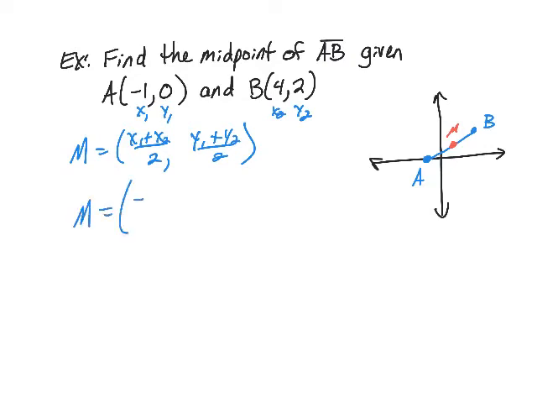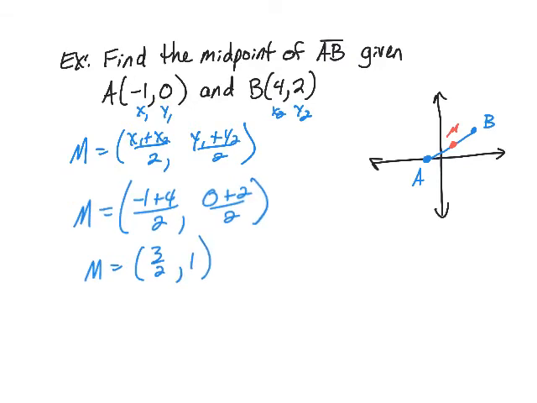So -1 plus 4 over 2, 0 plus 2 over 2. I'm always adding x's with x's, y's with y's. So the midpoint, let's see, that should be 3/2, 1.5, and 1. Okay, so that's in the first quadrant, and that kind of matches up roughly where I sketched it. Again, you don't have to draw that sketch. I just do it so you can kind of visualize what we're doing here.